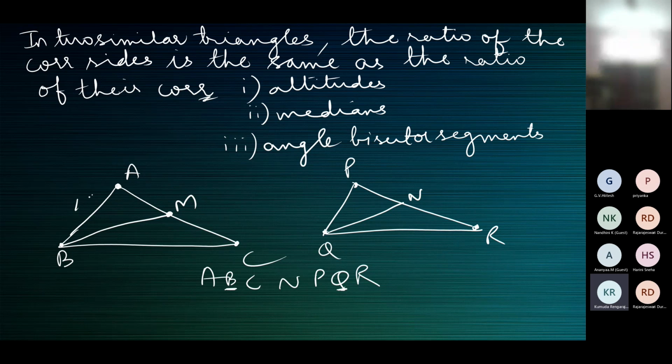Now let me just mark something. This is 12. This is 4. Okay. Now in two similar triangles, the ratio of their corresponding sides, AB by PQ, is the same as the ratio of their corresponding medians, equal to BM by QN. The ratio of their corresponding sides only in two similar triangles, not in any two triangles, only in two similar triangles.